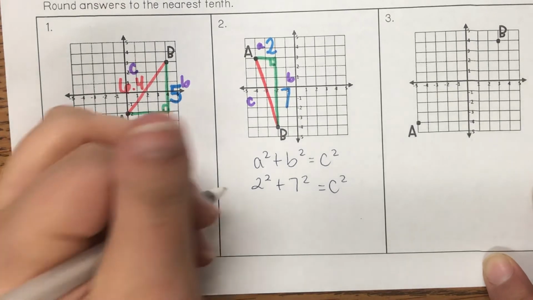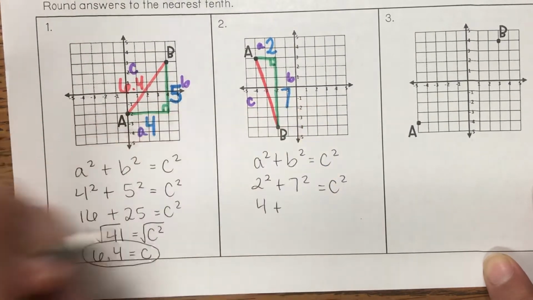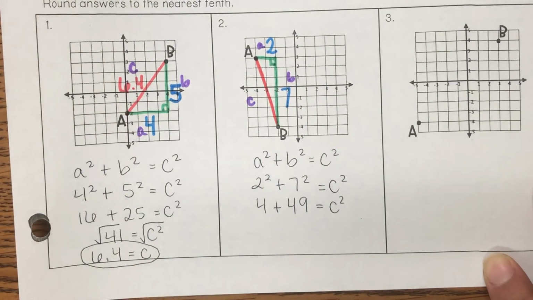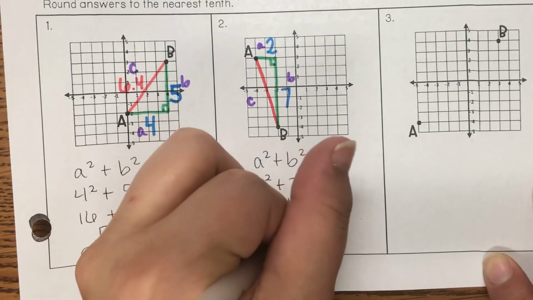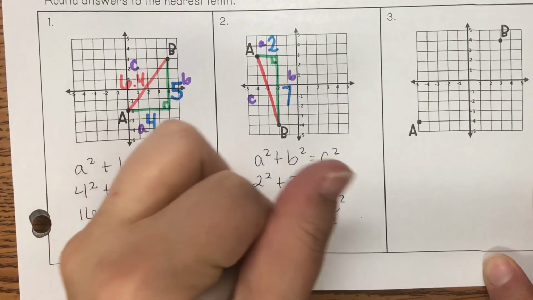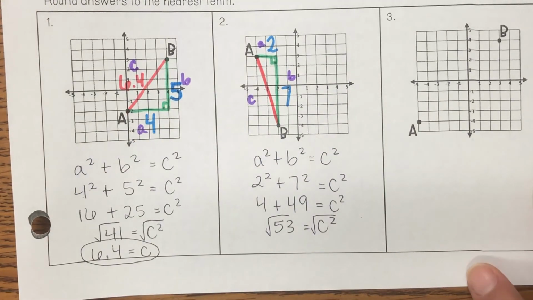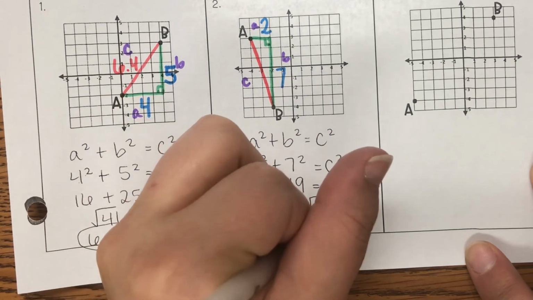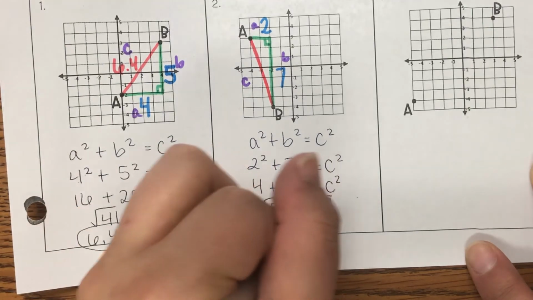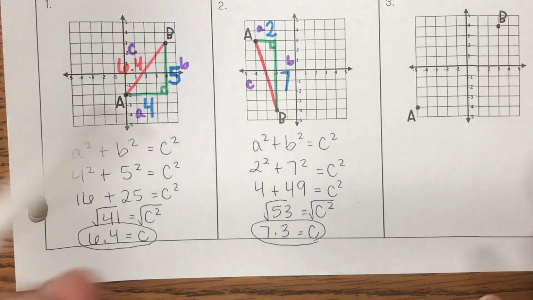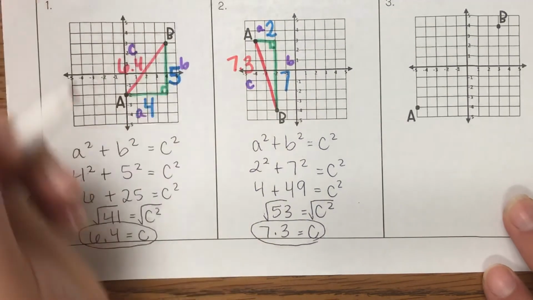2 squared is 4, plus 7 squared, which is 49, and that equals C squared. I add these two sides together. 4 plus 49 is 53. 53 equals C squared. I want to get C all by itself, so I need to find the square root. And the square root of 53 is 7.3. I'm rounding. 7.3 equals C. So that means the distance from A to B is 7.3 units.